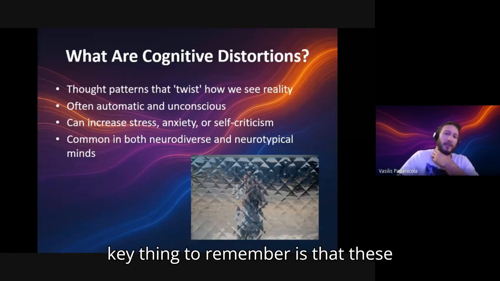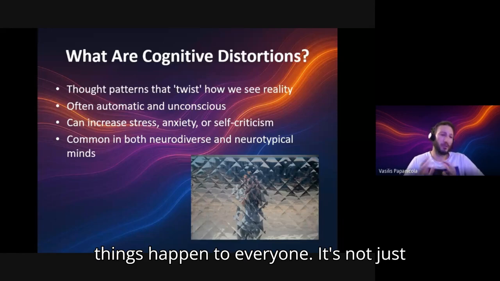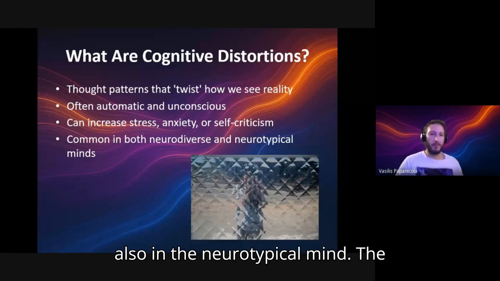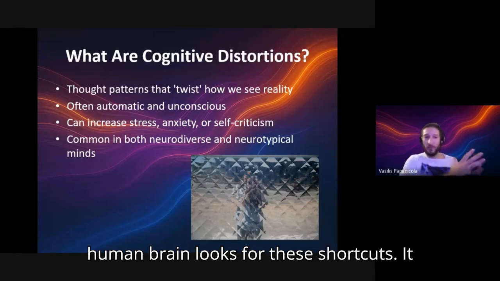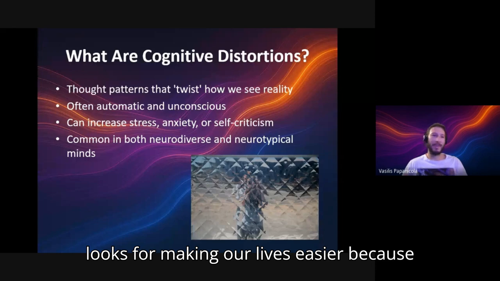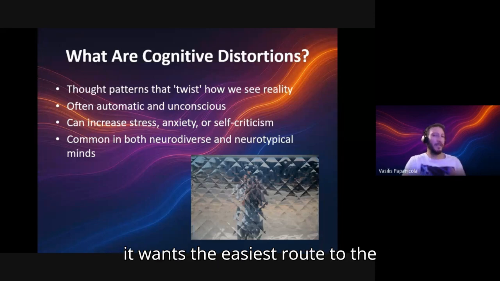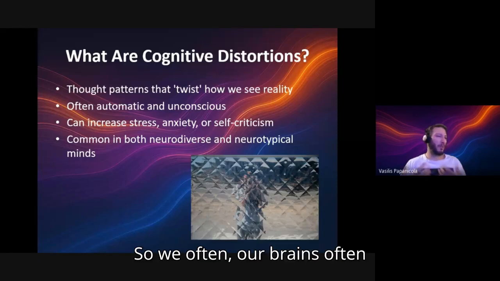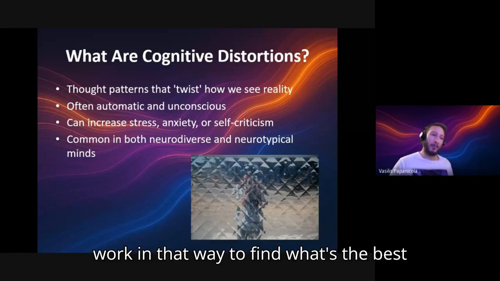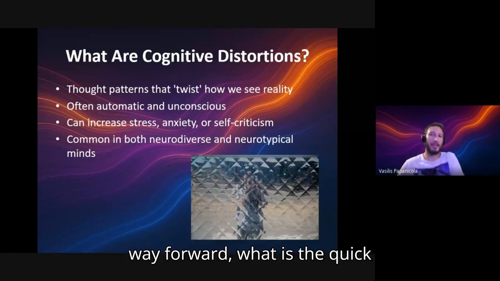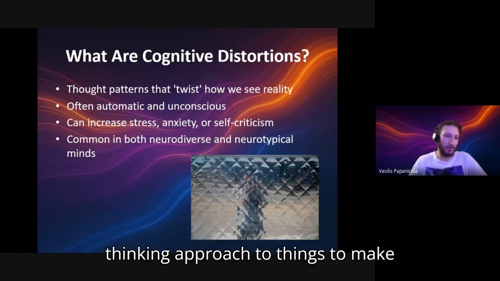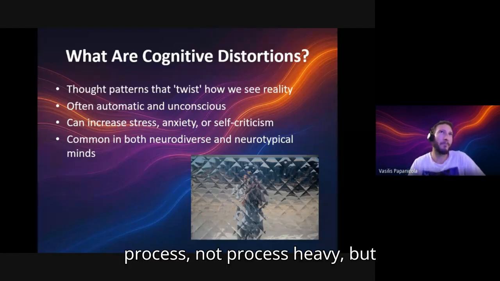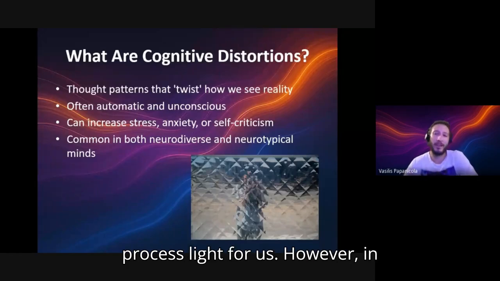The key thing to remember is that these things happen to everyone. It's not just a neurodiversity thing. It's also in the neurotypical mind. The human brain looks for these shortcuts. It looks for making our lives easier because it wants the easiest route to the solution. So our brains often work in that way to find the best way forward. What is the quick thinking approach to things to make things more efficient and not process heavy, but process light for us.